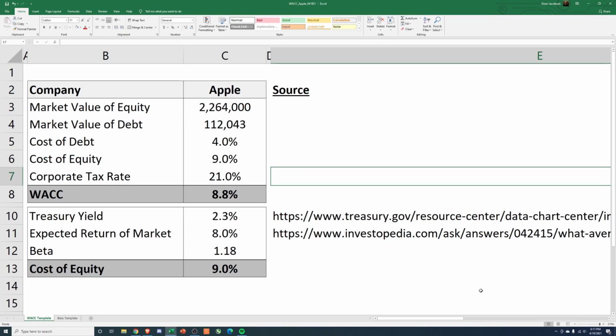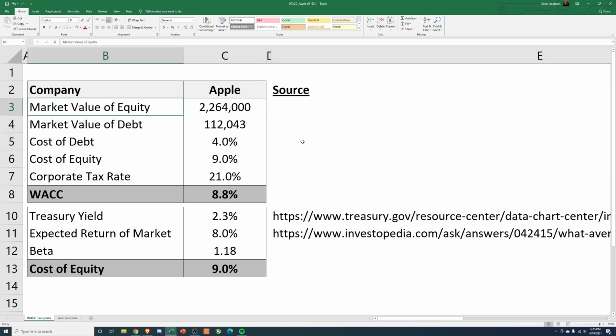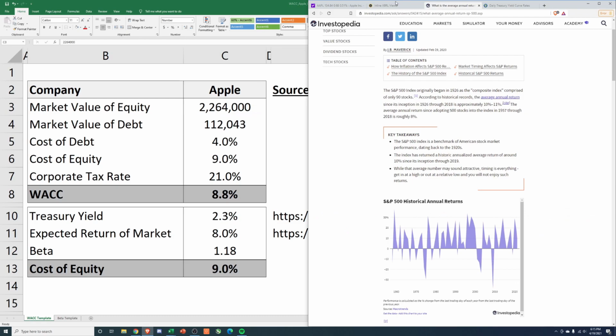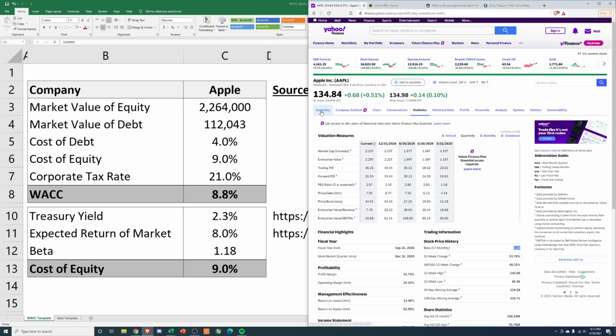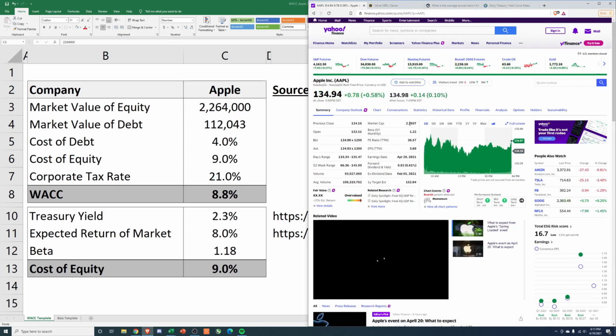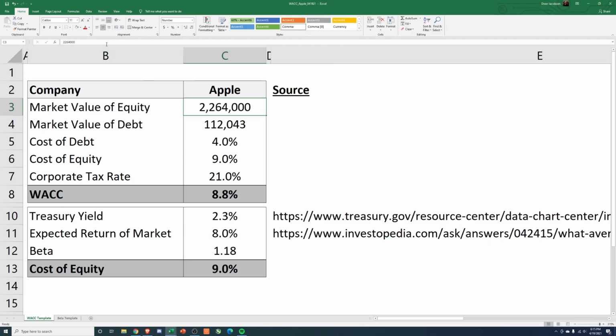So here's a template, feel free to download it, but I'll walk you through all the numbers here and how we calculate the WACC and how everything flows through. Market value of equity: this is really just the market cap of the company. If we come here to summary, we'll see market cap 2.265 trillion. So I guess that should actually be a five.